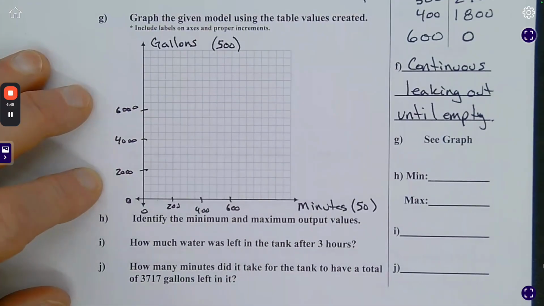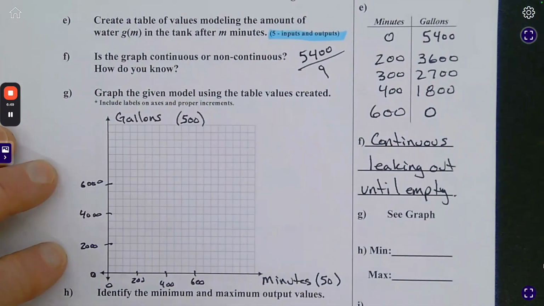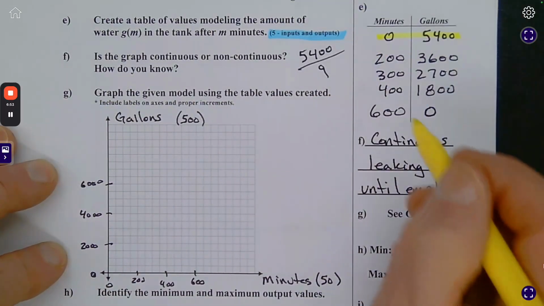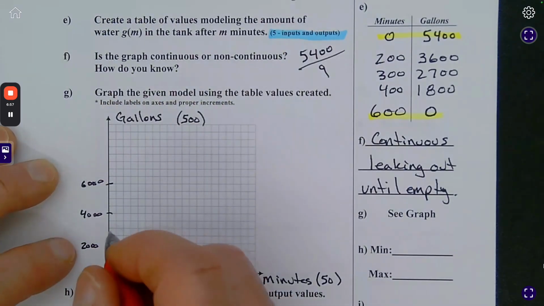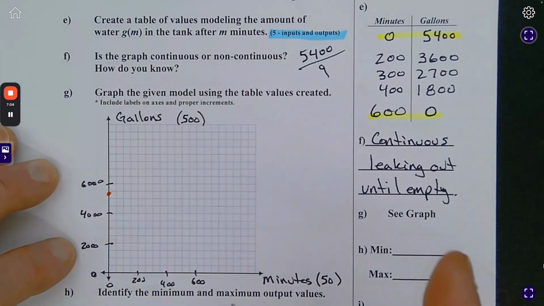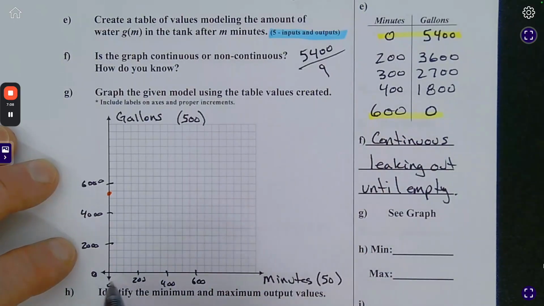All right, now we're going to graph it. To graph this, I'm going to plot 2 points. The points I'm going to plot are my minimum time and my maximum time values. So minimum time is (0, 5,400), and that's about there, a little under 550. The maximum time, when the tank reaches 0, is (600, 0).